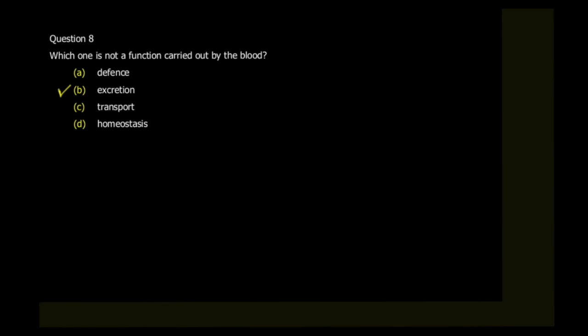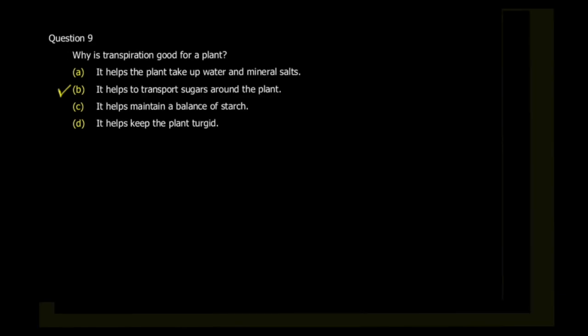Let's move to question 9. Question 9 says, why is transpiration good for a plant? It's good for 2 reasons. It cools the plant first. You should know this. It cools the plant, but we don't see that answer there. The other reason is that it helps the plant to take up water and mineral salts. So this one is the one to choose.